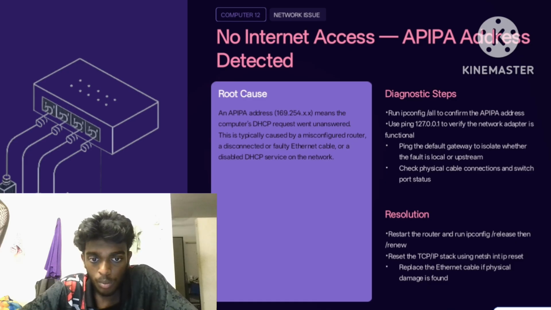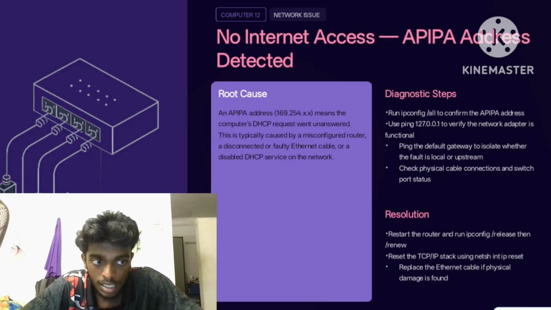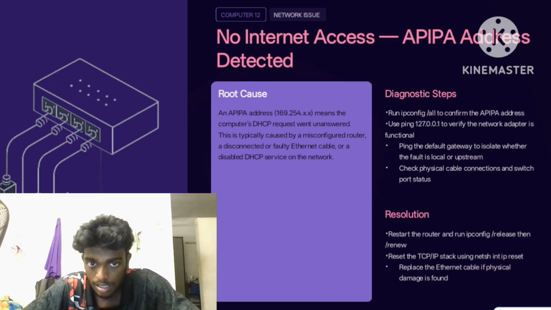Firstly, I'm going to talk about the first problem in task A, which is an internet connection issue in computer 12. So there could be three symptoms why this is happening. The first symptom is the no internet access icon, which is a yellow exclamation mark or a globe icon with a cross that appears in the system tray while other lab computers connect normally.